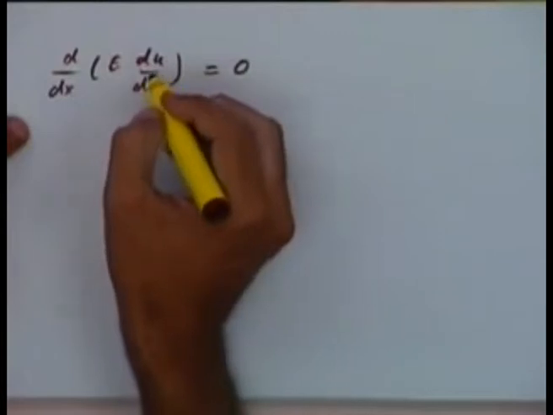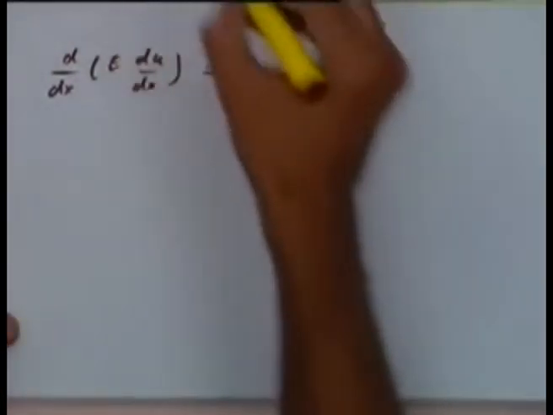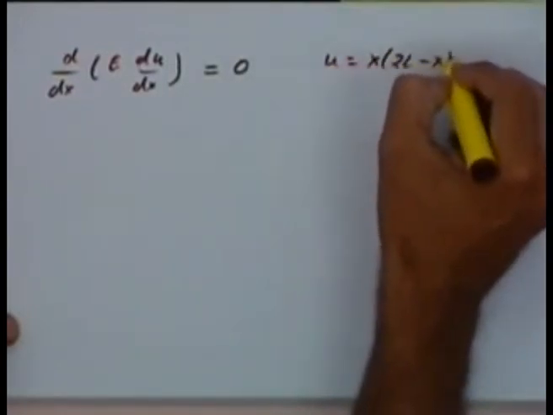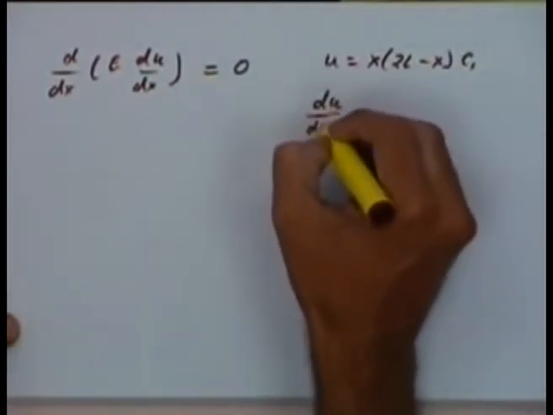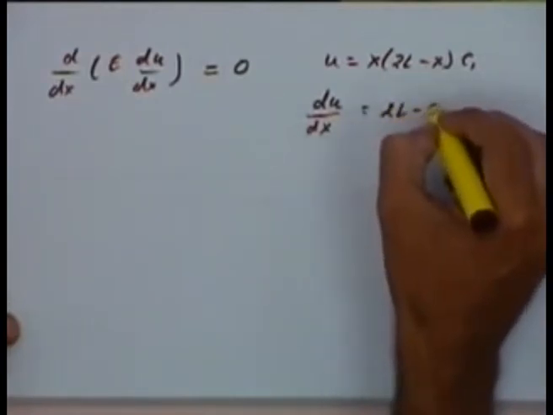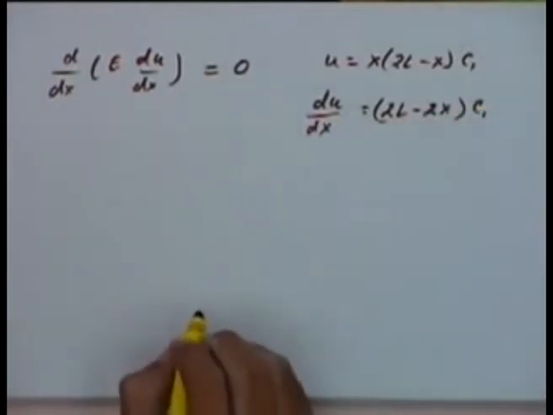Now if we take this u as what we have taken, if u is equal to x into 2l minus x multiplied by c1, then du by dx will be 2l minus 2x multiplied by c1.